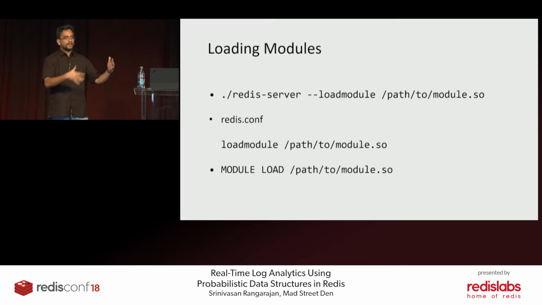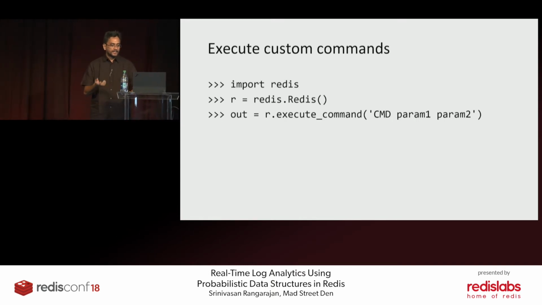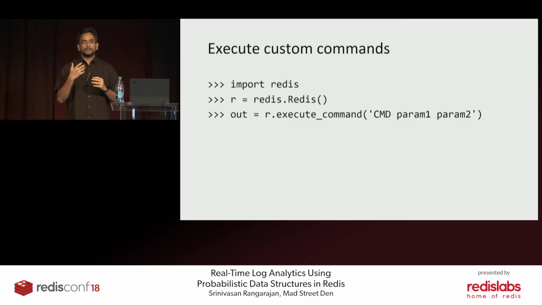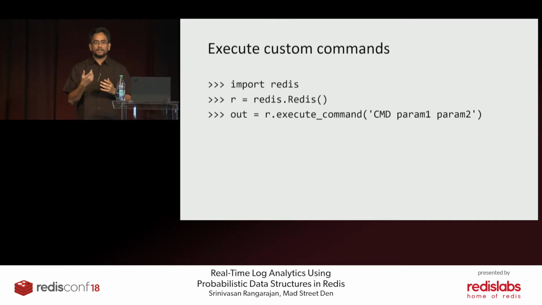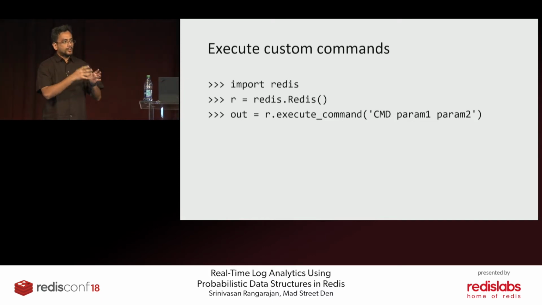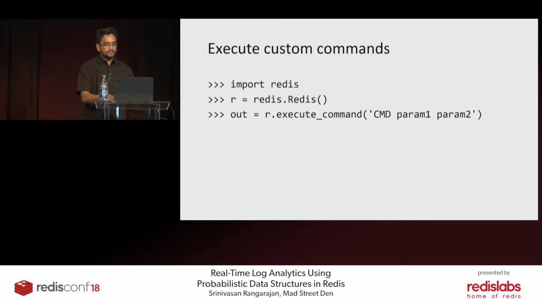So the usual commands that are available on Redis work fine. But when you have extra commands, the way you execute those commands slightly differs. For all my examples, I will be using Python and the usual Redis Python package. When you have modules and the custom commands that modules expose, this is the way you use them: you call the execute command method and you pass the module command and then the parameters that are needed for that. So this is the way you execute your custom commands, right?